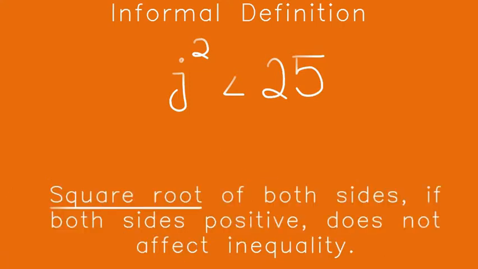The definition is basically saying that you can take the square root. Again, you have to do it on both sides, and the inequality will not be affected. The only thing that you have to look out for is that both sides need to be positive. What do we actually mean by that? Let's go through it step by step.